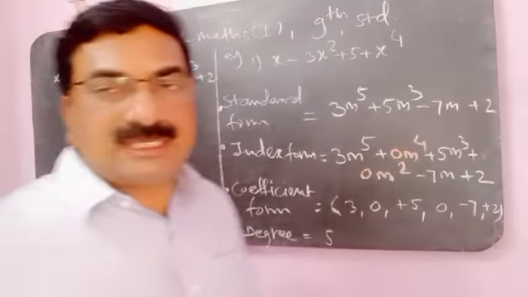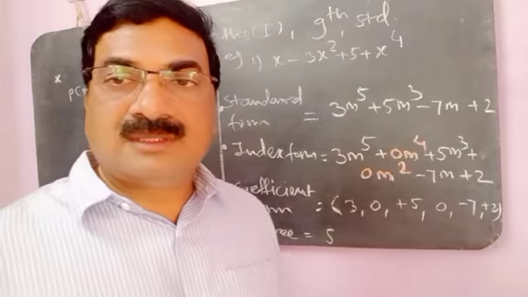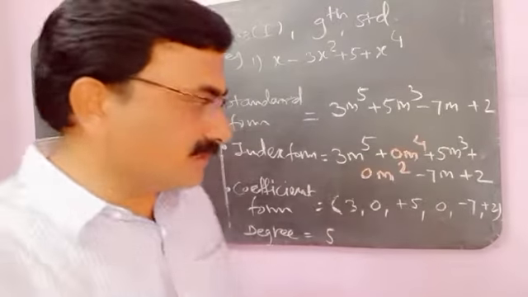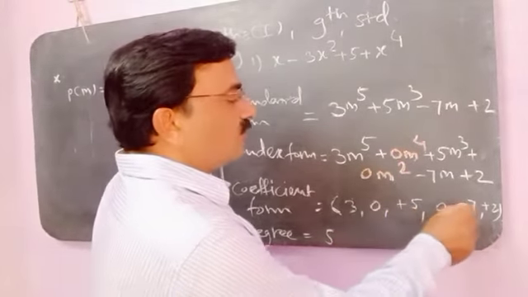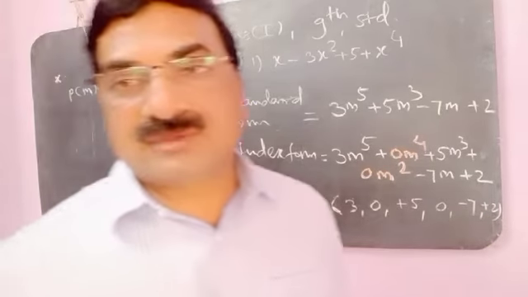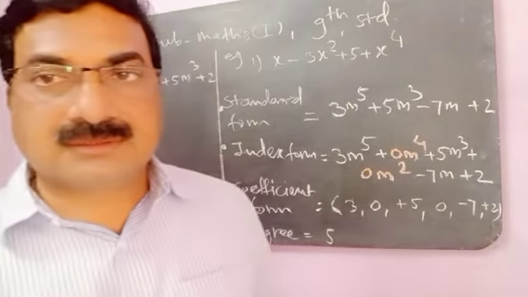If degree is 5, then how many terms are there in the coefficient form? More than 1, that is 6 terms are there. 1, 2, 3, 4, 5, 6. One term is more for the constant term.